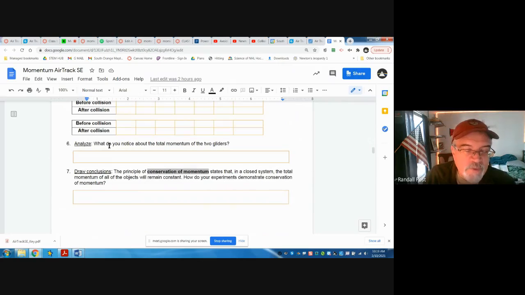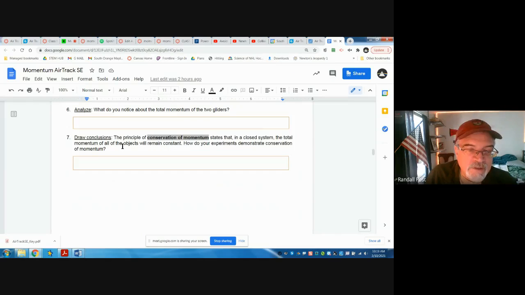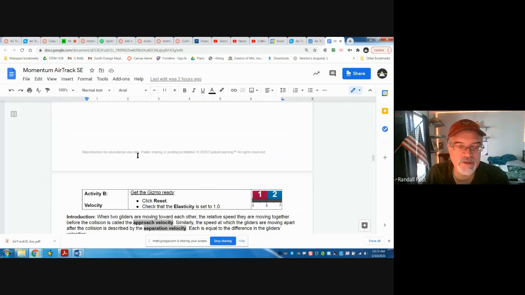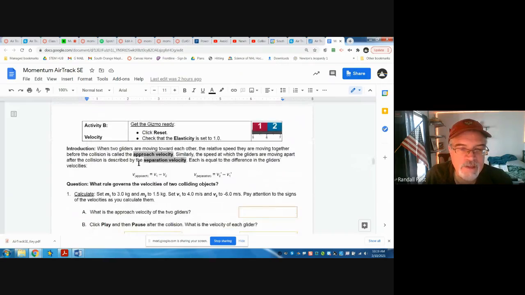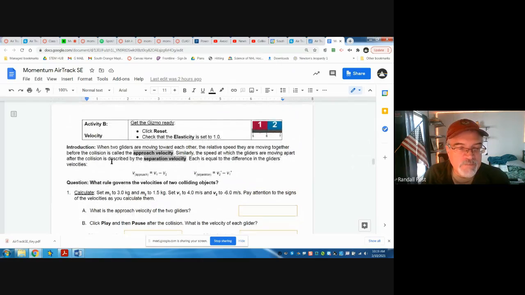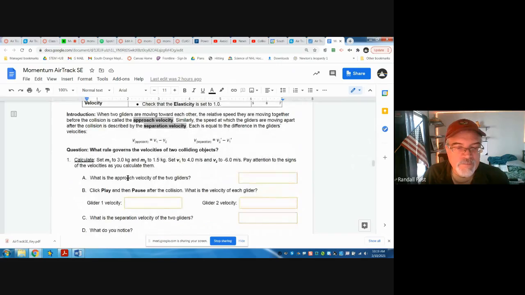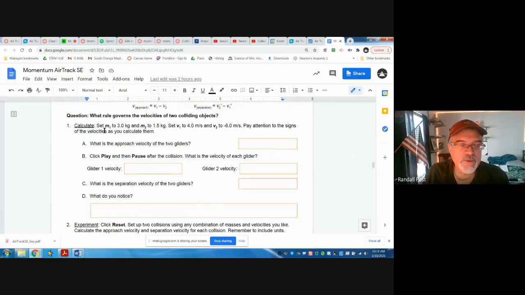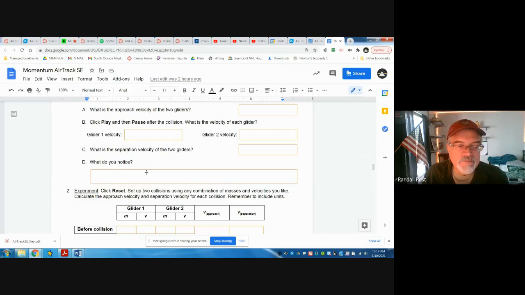You will notice something. When you do this table, you will notice something about the total momentum. Number 7, draw a conclusion. Okay, and this has to do with the conservation of momentum. And you will see the results on your own. Okay, part B. Set up your gizmo and fill in your blanks.